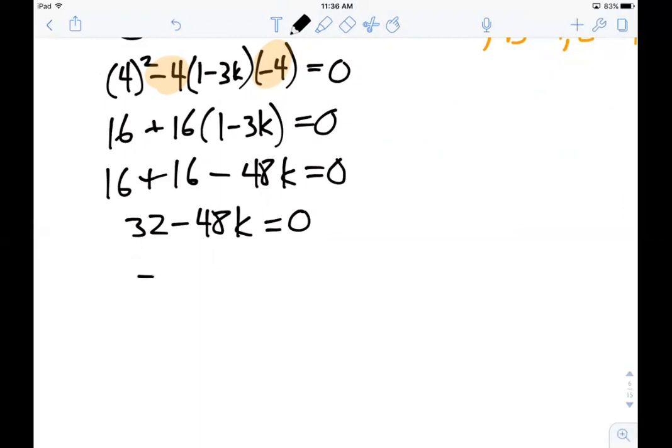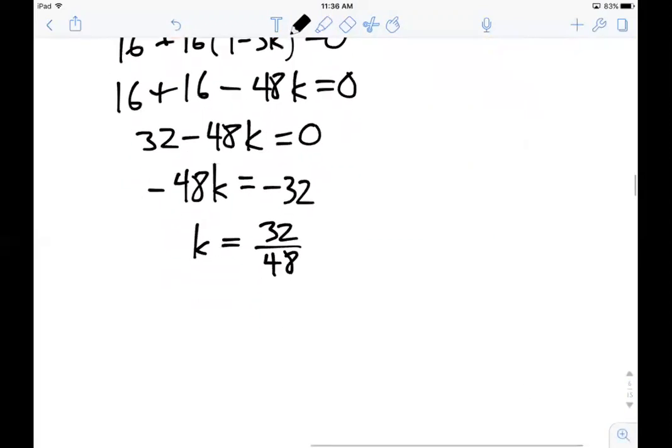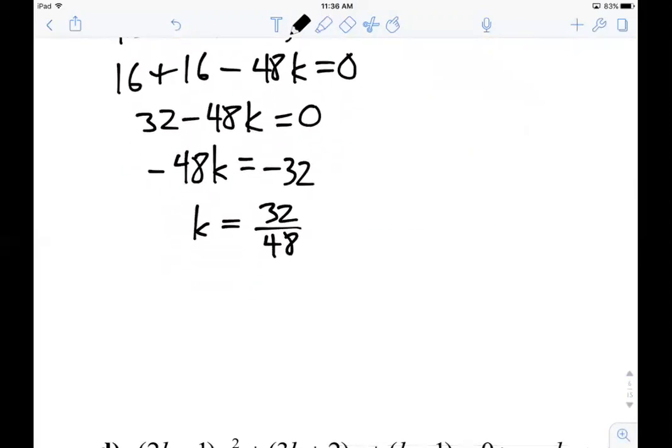So negative 48k, if I subtract 32 from both sides, is going to equal -32. Then I divide both sides by -48. So k is equal to, and I end up doing a negative divided by a negative, so it really just equals +32 over 48. But both of those can be divided evenly by 16. So more simply, I would say that k in its simplest form is actually 2/3, 2 over 3.